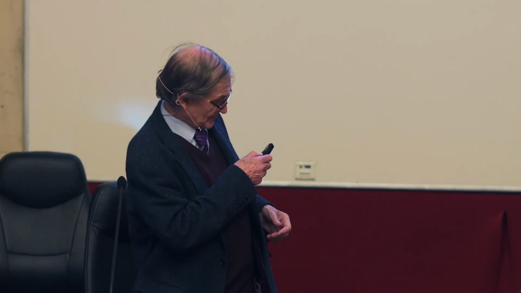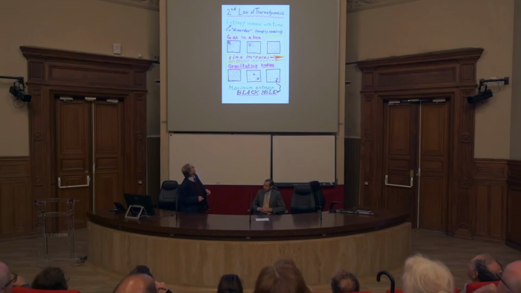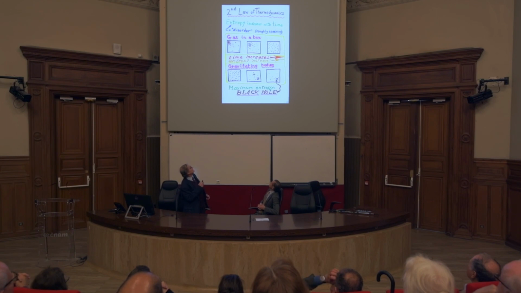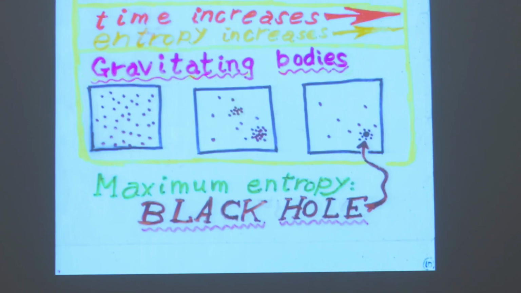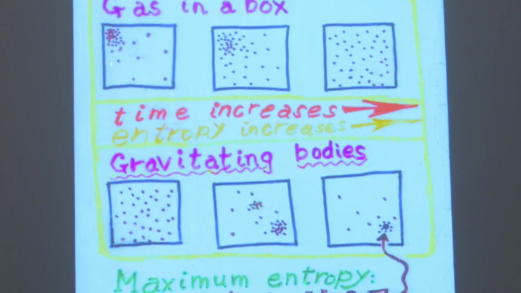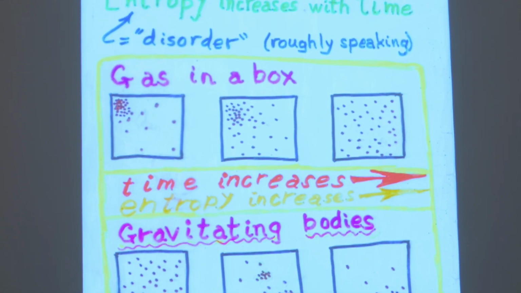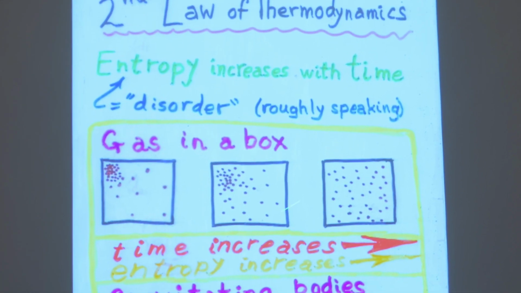Well, the key point is the following. I hope I've got my slides in the right order. Okay, this is illustrating the second law of thermodynamics. The top three pictures here, time is going up from left to right, and the entropy is increasing from left to right. Here we have a gas in a box, and I imagine that it's sort of trapped up in a little container which you would have to open the door and let it spread out.